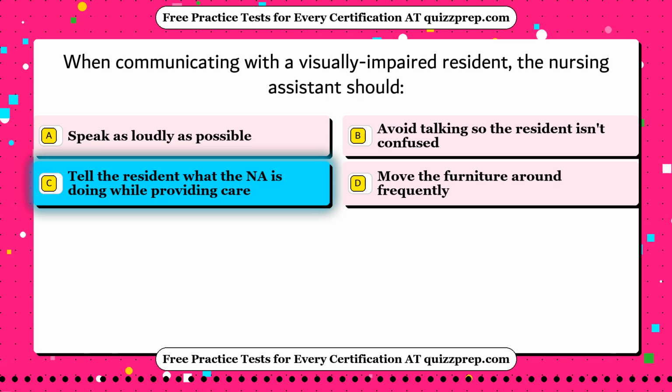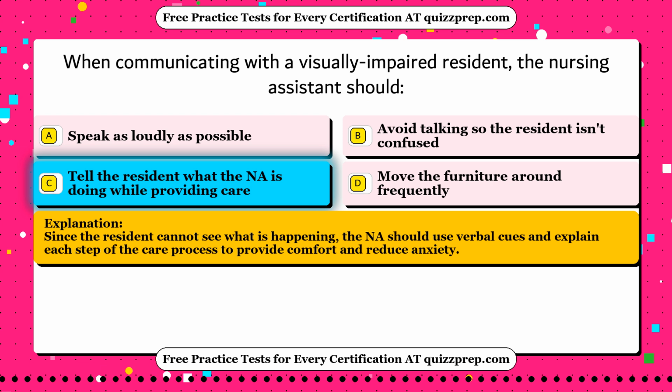The correct answer is option C. Tell the resident what the NNAAP is doing while providing care. Since the resident cannot see what is happening, the NNAAP should use verbal cues and explain each step of the care process to provide comfort and reduce anxiety.